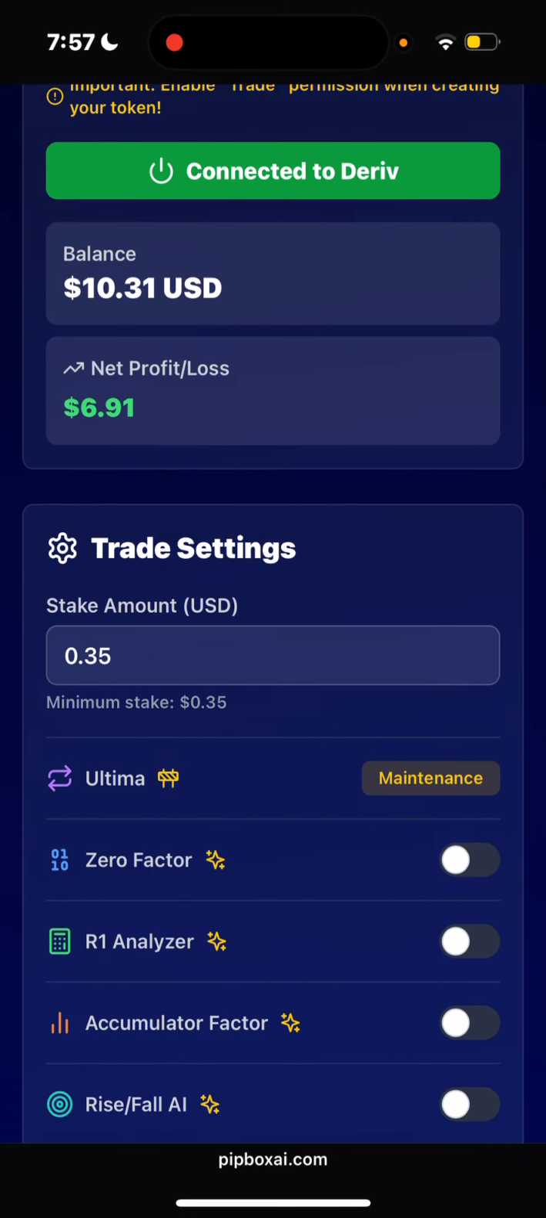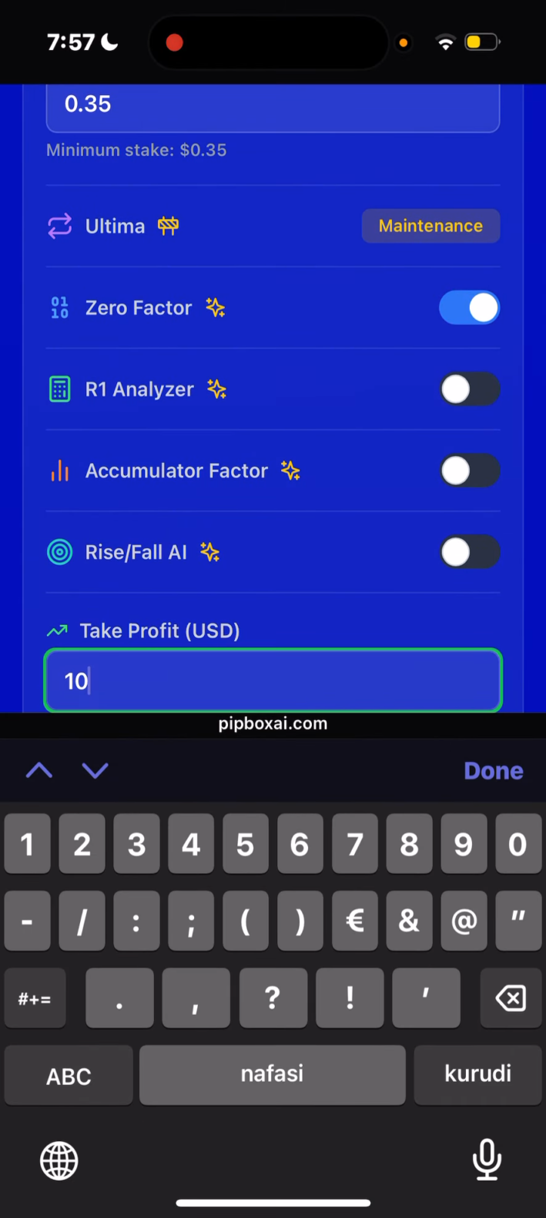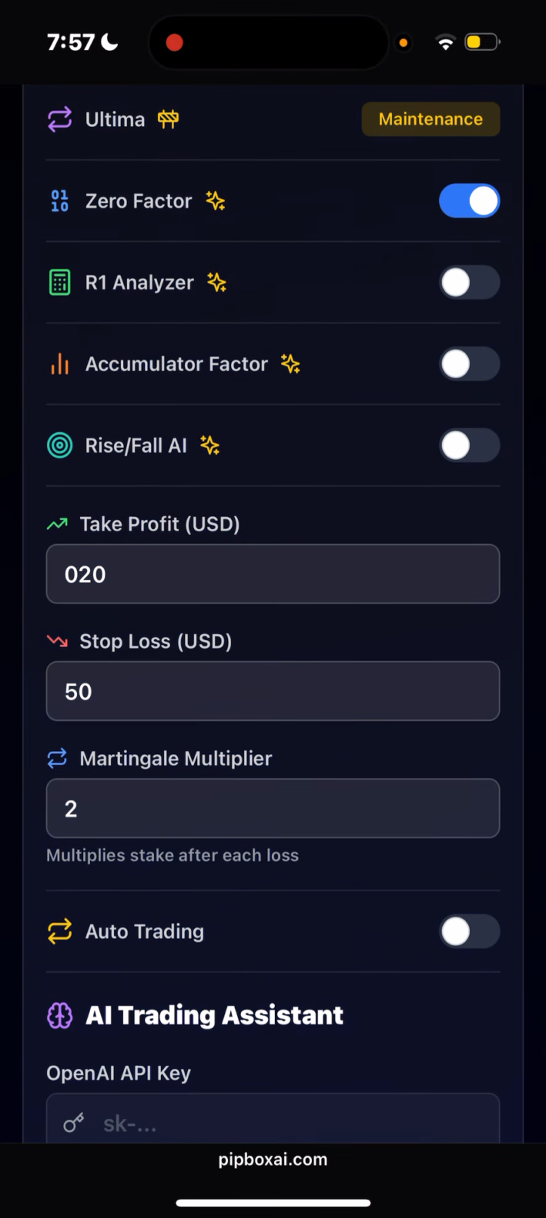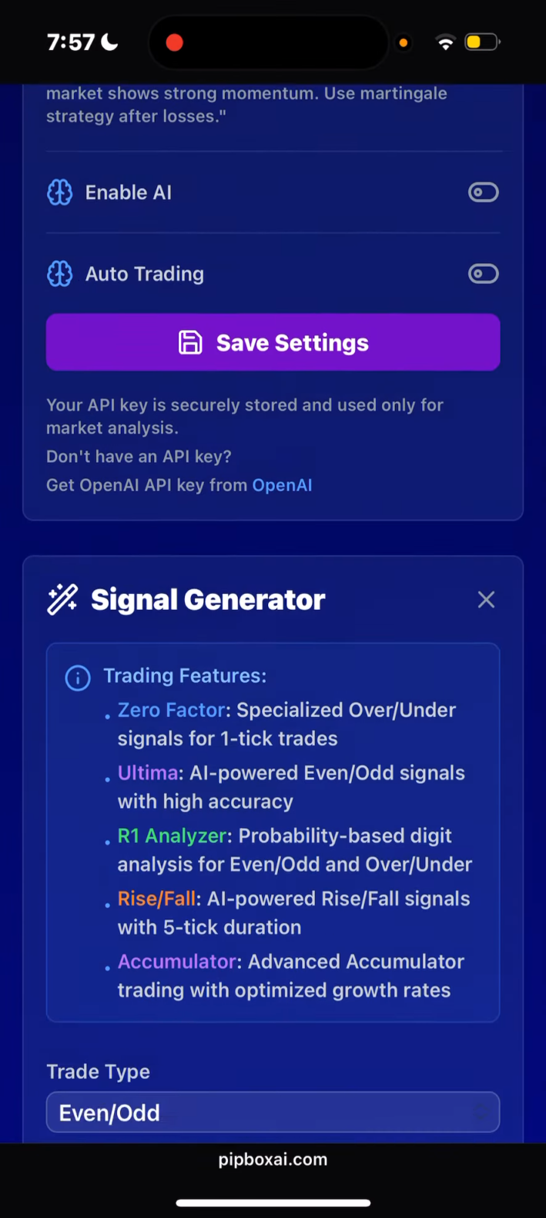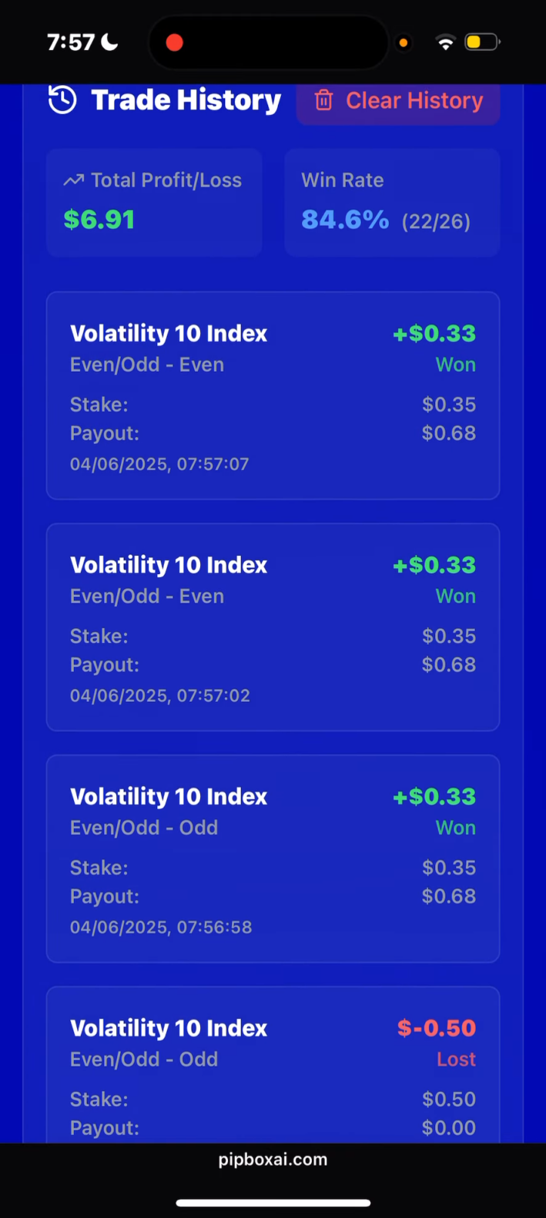We are officially at 10 USD. It's time to enable the zero factor. Set take profit to 20. Stop loss, leave it at 50. And then let's take a look at the results that we had with the previous manual trading.